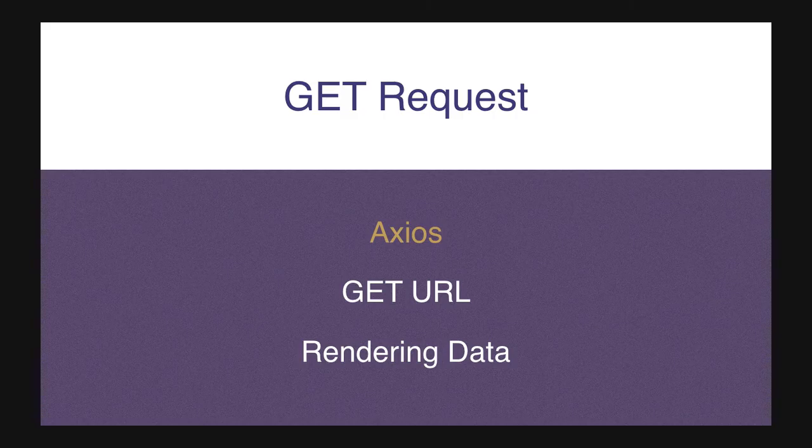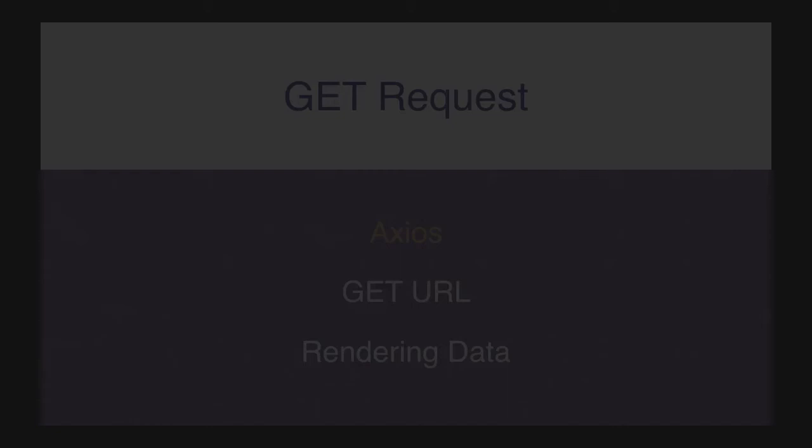And once we install Axios, we have to get a new working API URL, so that if we hit that URL, it should return data in response. And after the data is received, we will render that data into our React project. So let's begin with the session.